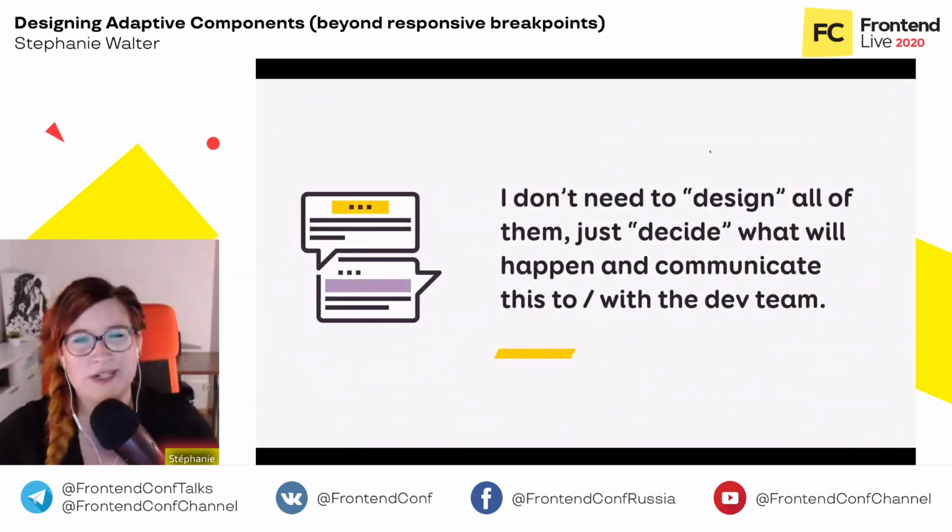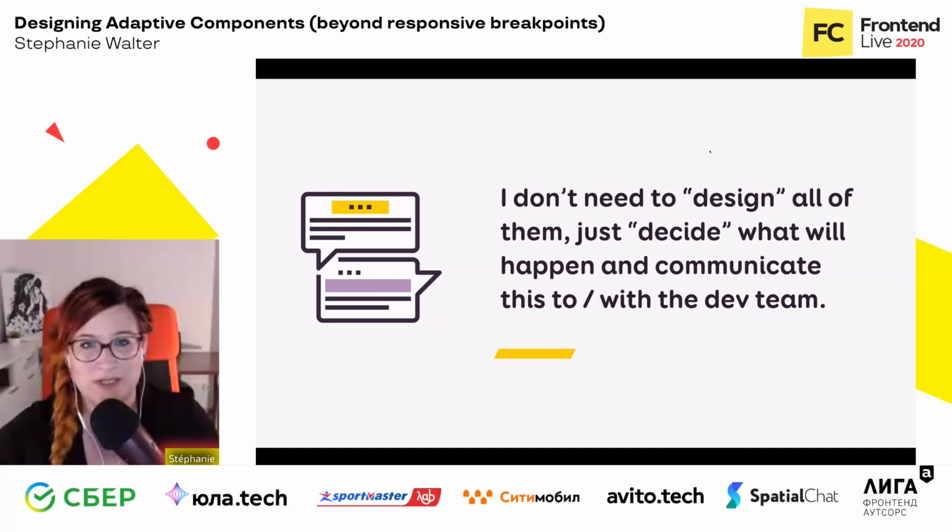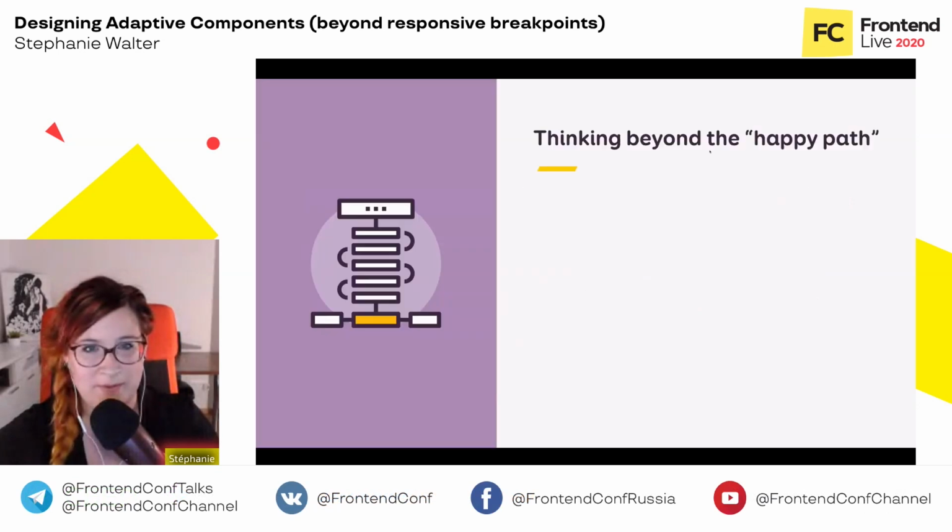So I don't really need to design all of them. I designed those for the talk, but I just need to decide what will happen. So what I usually do is sometimes I just add in the user story, okay, if we have more than that, then we have a scroll bar, things like that. So the idea is, again, especially if you're working in an agile environment, be efficient. You might not need to design a lot of those states, but at least have them documented somewhere so that the developer team can understand what should happen.